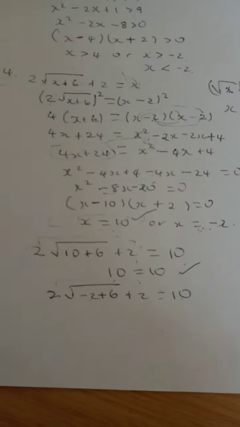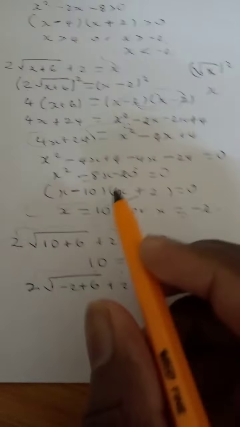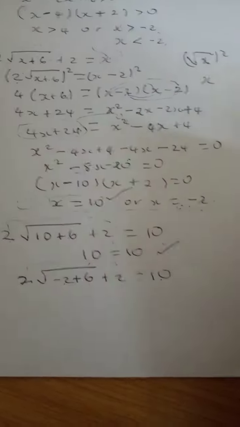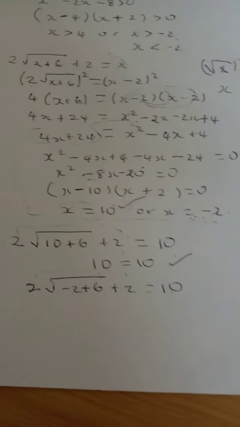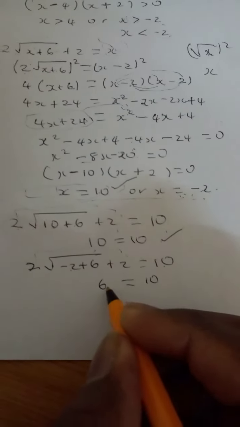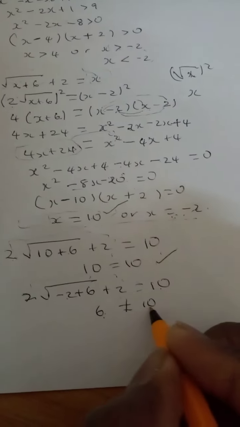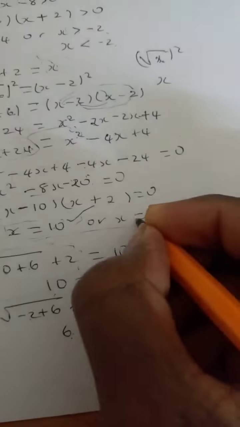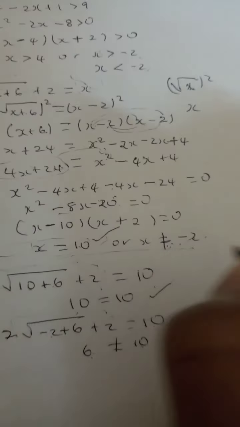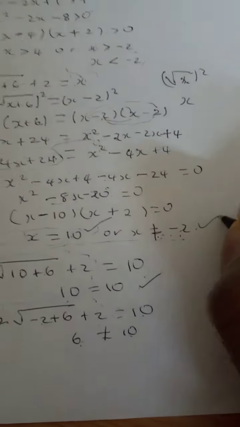Because a lot of students forget to say not equal to something. Because you think that when you arrive here, you're done. You're testing first. And then if you press this thing on the calculator, it gives you 6, meaning that 6 will never be equal to 10. It means that this thing is not equal to that. And then it simply means that you have to say x is not equal to negative 2. And then you get a mark for that. And then you're done.